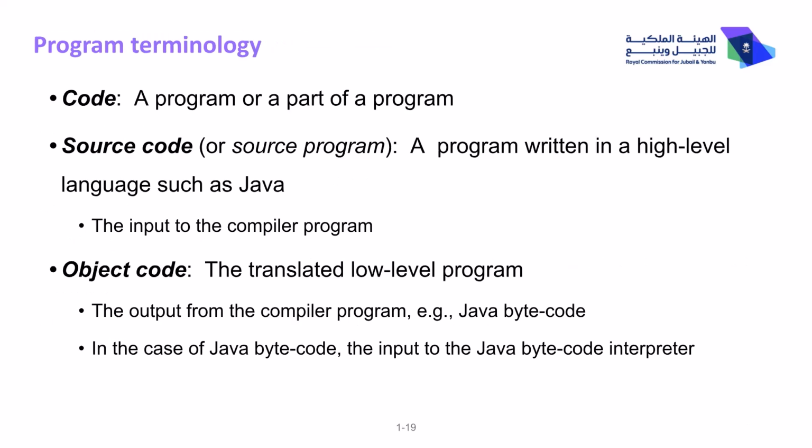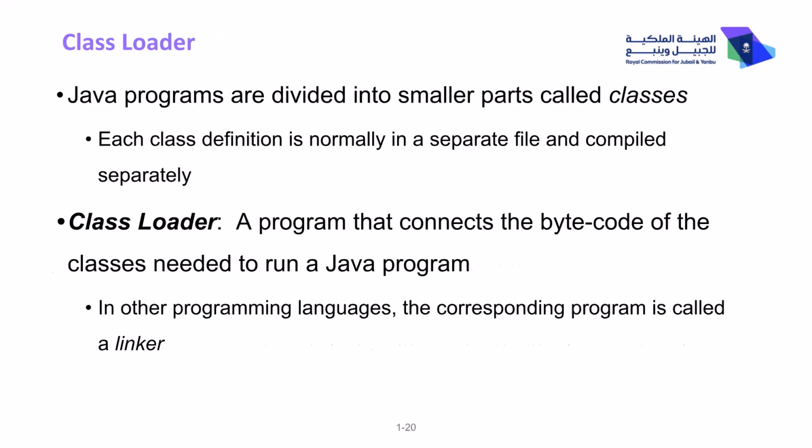Code is a program or a part of one. Source code is the program written in a high-level language like Java, which is the compiler's input. Object code is the translated low-level program, such as Java bytecode, the compiler's output, and the input for the Java bytecode interpreter. Java programs are composed of classes, often in separate, compiled files.